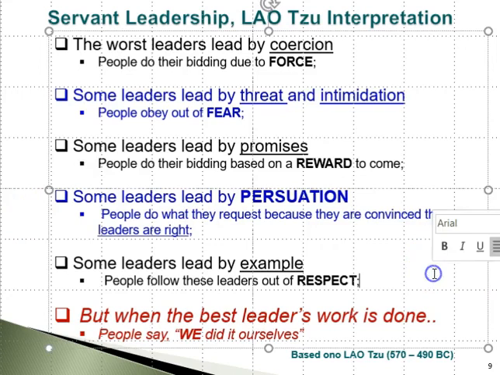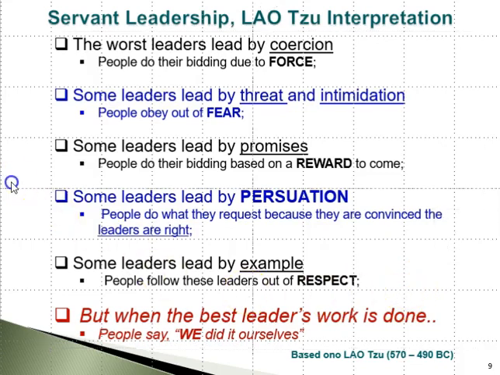And then finally, according to Lao Tzu, the best leaders are, again, those that when all the work is done, they pat themselves on the back and say, we did it ourselves, not even noticing the leader role.